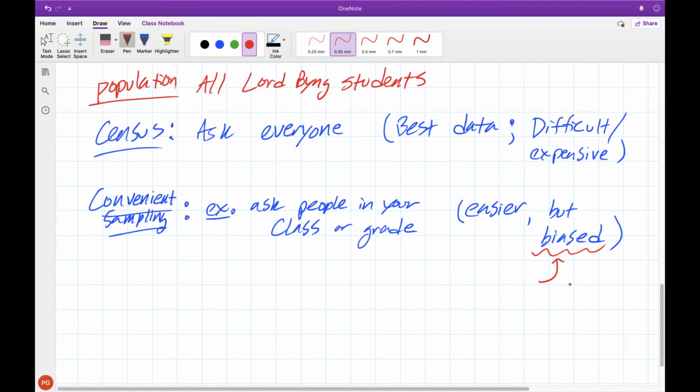The word bias here is really important. Biased means that it doesn't represent everyone. It doesn't represent your population. Maybe you could use this data to determine the percentage of people in your class or grade that take a lunch to school or buy a lunch, but it wouldn't represent the entire school.